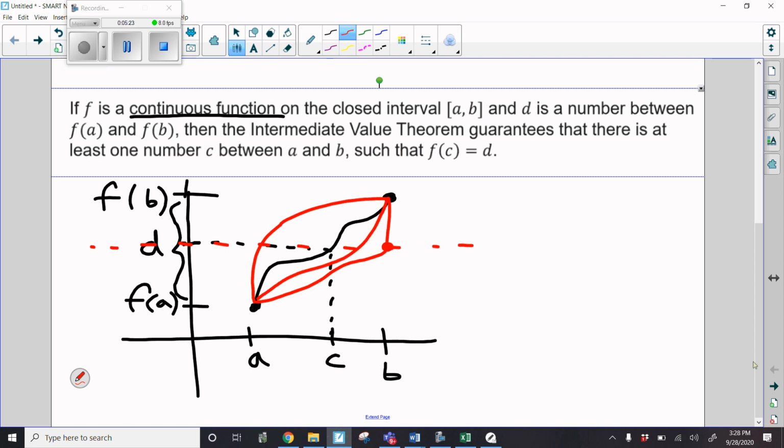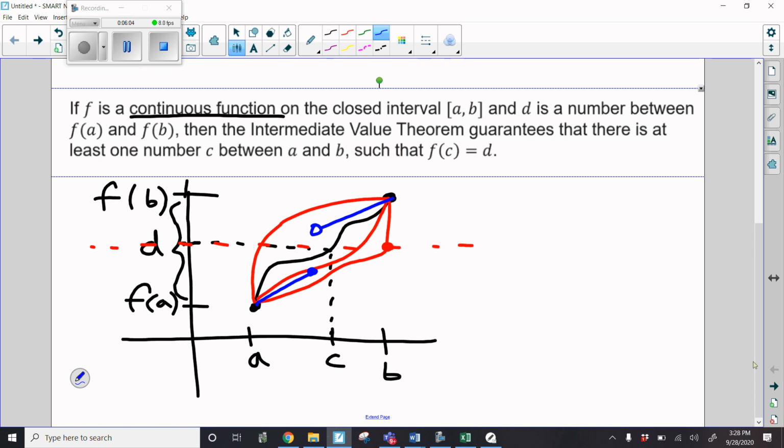In fact, the only way that I could miss that is if I break continuity, right? I could do something like this. And that blue line there avoided hitting d, but again, I broke this rule about continuity. So as long as we're continuous, and d is between f of a and f of b, I have to go through that at some point in time. We might go through it once, twice, 3 times, 50 times, okay? But we're going to hit it somewhere in there, at least one time, okay?